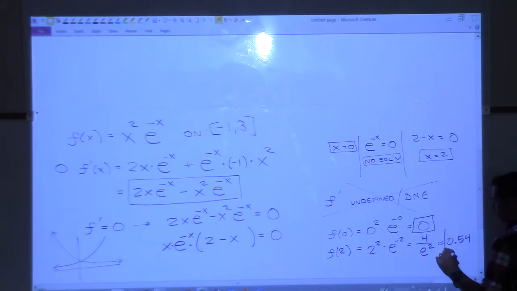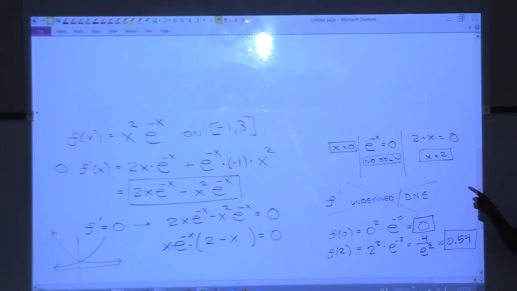So here are my outputs, right? Those are my output values so far. I'm getting 0 to come out. I'm getting 0.54 to come out. What's next? We have to check the endpoints now, right? We've checked the critical numbers. We've seen the outputs. Now we need to go to the endpoints and check the endpoints.